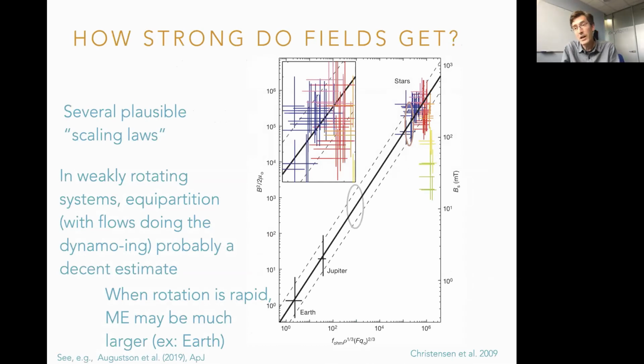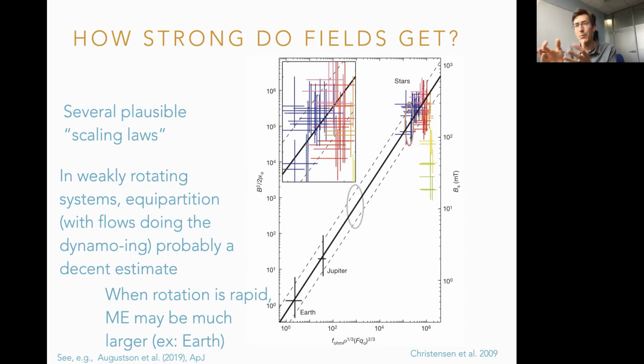Similarly, we'd like to ask things about the nonlinear state for magnetism. How strong do the fields get? Another cartoon might be to say that equipartition of magnetic and kinetic energy densities is probably not a terrible idea. In other words, the fields probably grow to the point where they roughly equal the energy densities of the flows that are sustaining them.